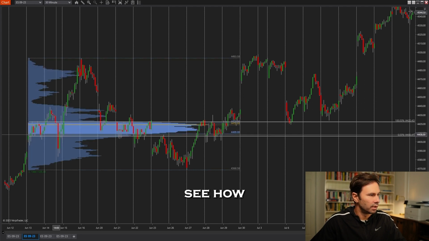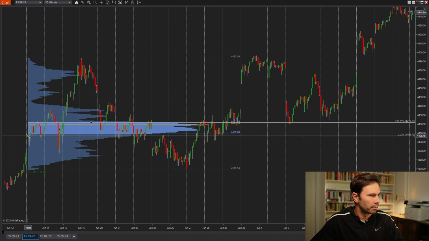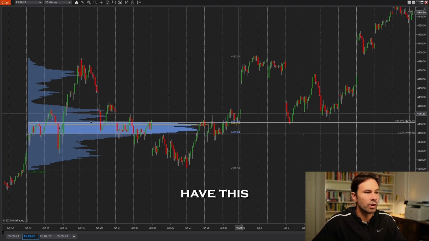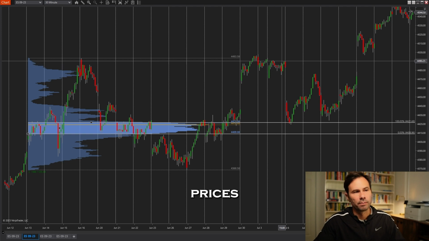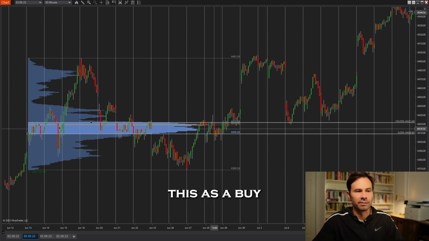And you see how value is in this area, okay? I want to narrow this. My mouse is acting crazy. All right, and then you have this gap up. You say, wow, I do have an accumulation zone here. Why? If we approach prices from above, we consider this as a buy area.